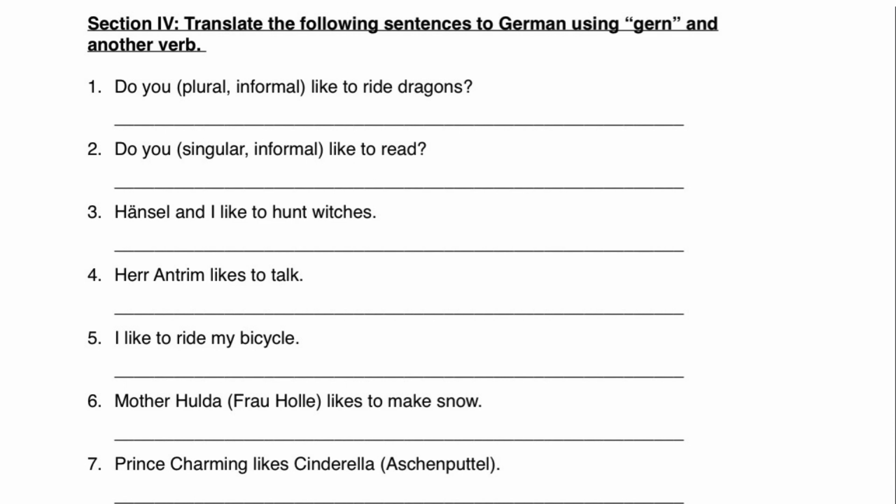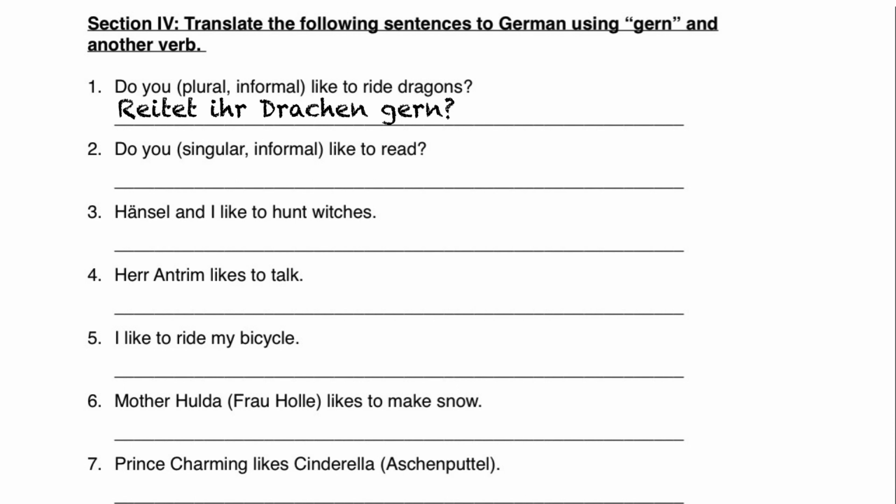So if I write a sentence and I just say I like something, like I like and then a direct object, I would probably use mögen. It's a little bit easier to say. If, however, I wanted to say something like I like and then some kind of a verb, I would say gern and that type of verb. So in the first one here it says, do you like to ride dragons? Ride would be our main verb here, and then we just use gern as an adverb to modify how we ride them. We like to ride them, that is. So since this is the plural form here, we have to use the ihr form. So we say, reitet ihr gern Drachen? Do you like to ride dragons?